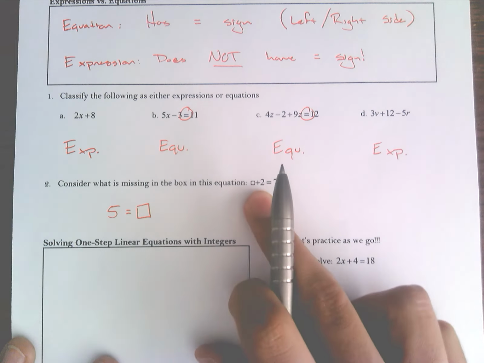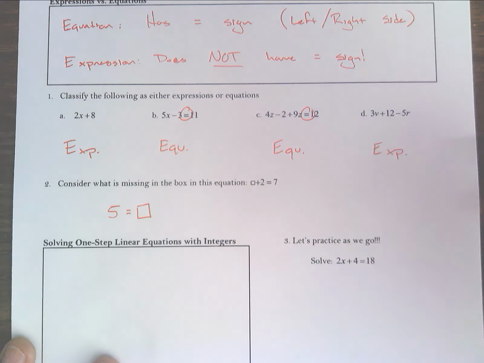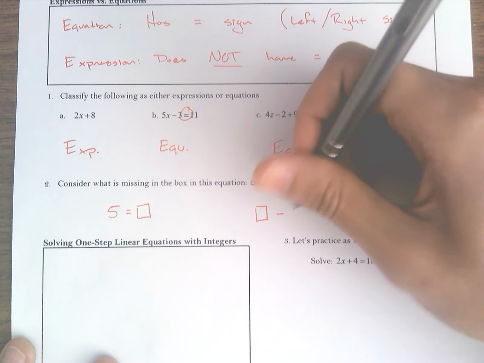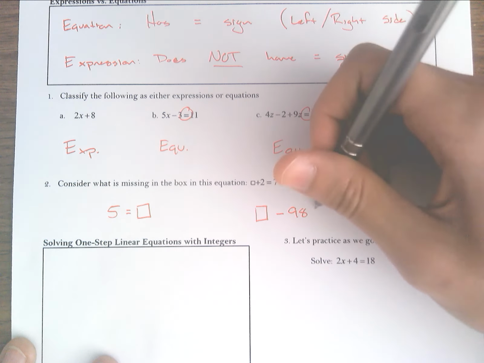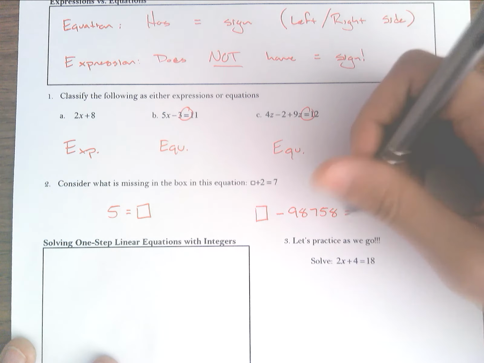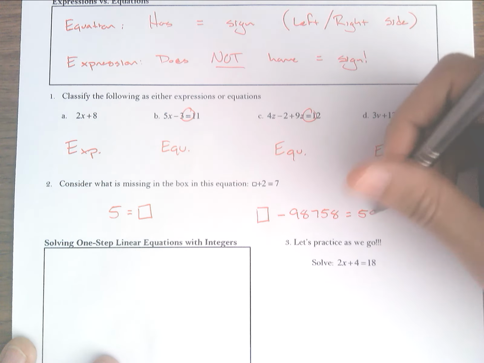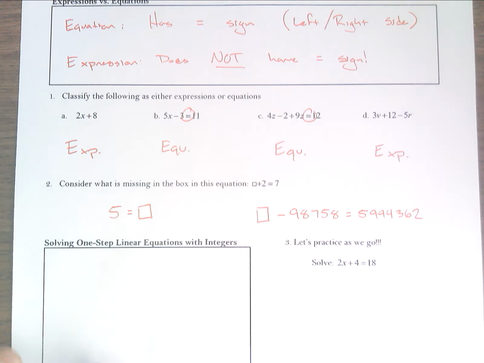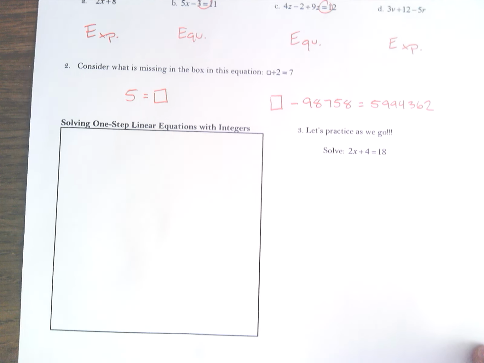So this is useful in other examples. Of course, we know off the top of our head 5 plus 2 equals 7, but suppose that I had a more complex example like box minus, say, 98,758, and we're saying that's equal to, I don't know, 5,994,362, right? This becomes a little bit more difficult to do in our head. So this is where solving equations comes in handy. So let's jump down here, solving one-step linear equations with integers.